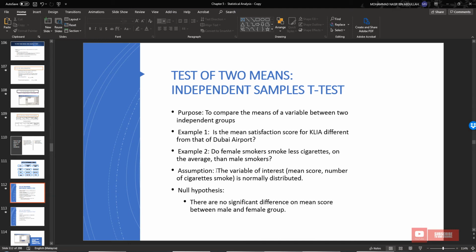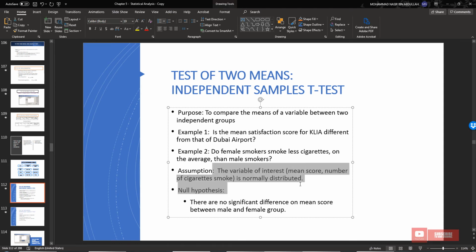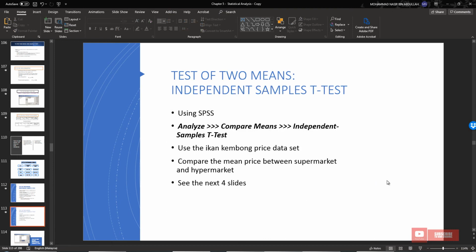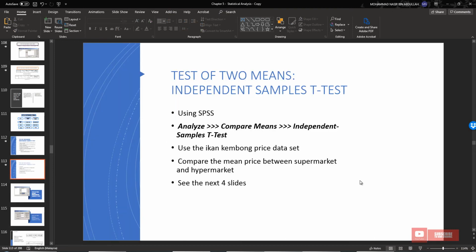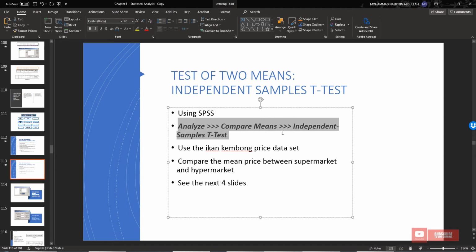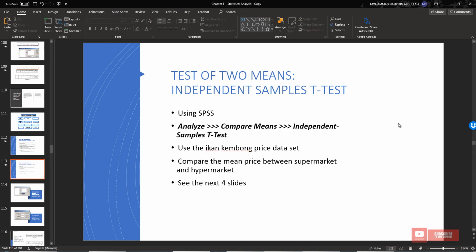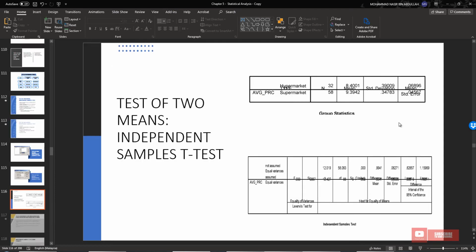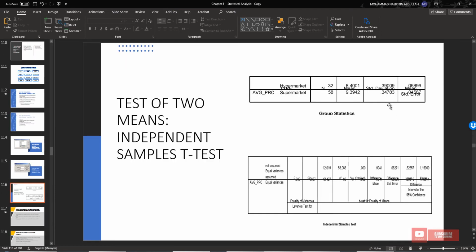The assumption is the variable should be normally distributed. It means that the continuous variable should be normally distributed, right? So this is how we run it in SPSS: Analyze, Compare Means, Independent Samples T-Test. And this is the result, right?